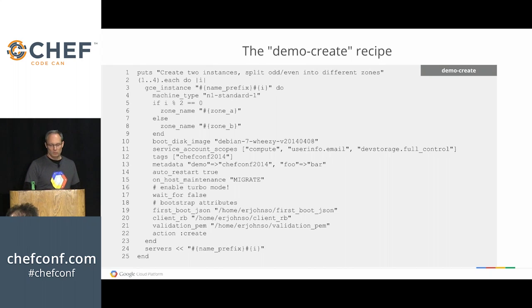So here's the section of the recipe to create the instances. If I walk through this, I'm just using Ruby to iterate through 4 instances.